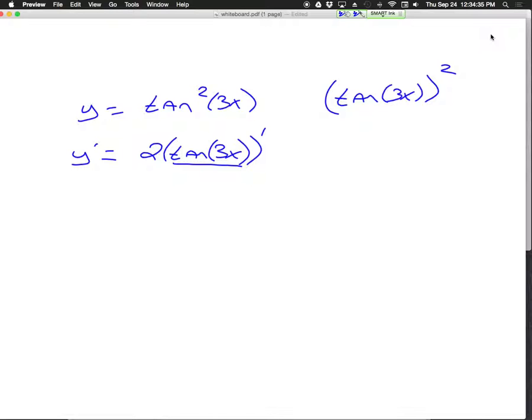What's the next thing I need to take the derivative of? The tangent. What's the derivative of tangent? Secant squared. So I have secant squared, and the inside stays the same. Then I have to take the derivative of the 3x, which gives me 3.